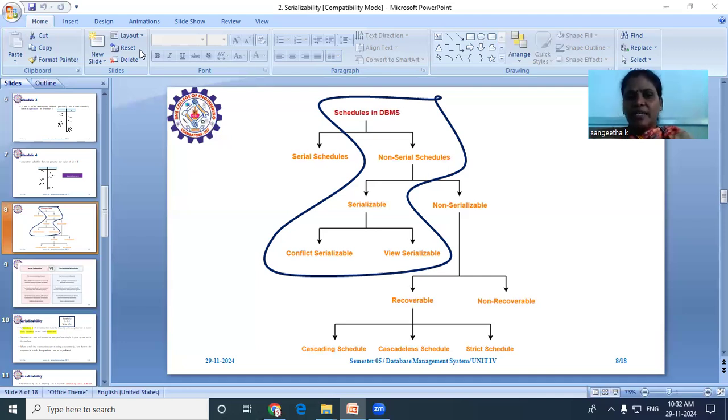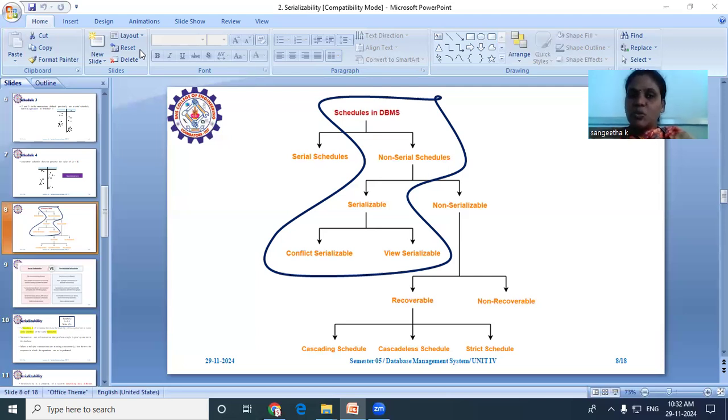Schedules in DBMS are classified into two categories: serial schedule and non-serial schedule. In a serial schedule, transactions execute one after another. If transaction one is executing, then transaction two will get executed next. But in a non-serial schedule, the transactions execute and whenever they access the data, there is a possibility of conflict.